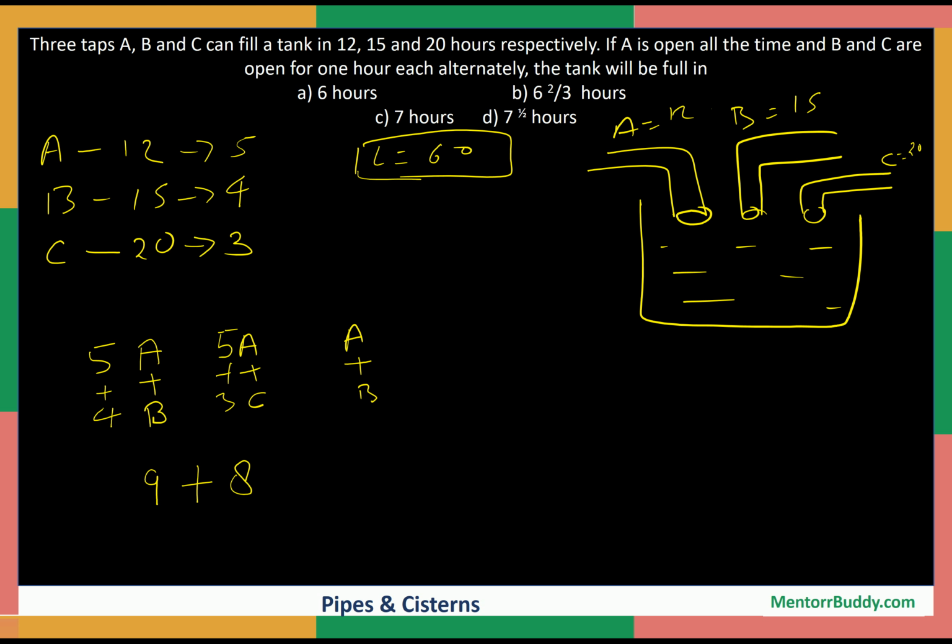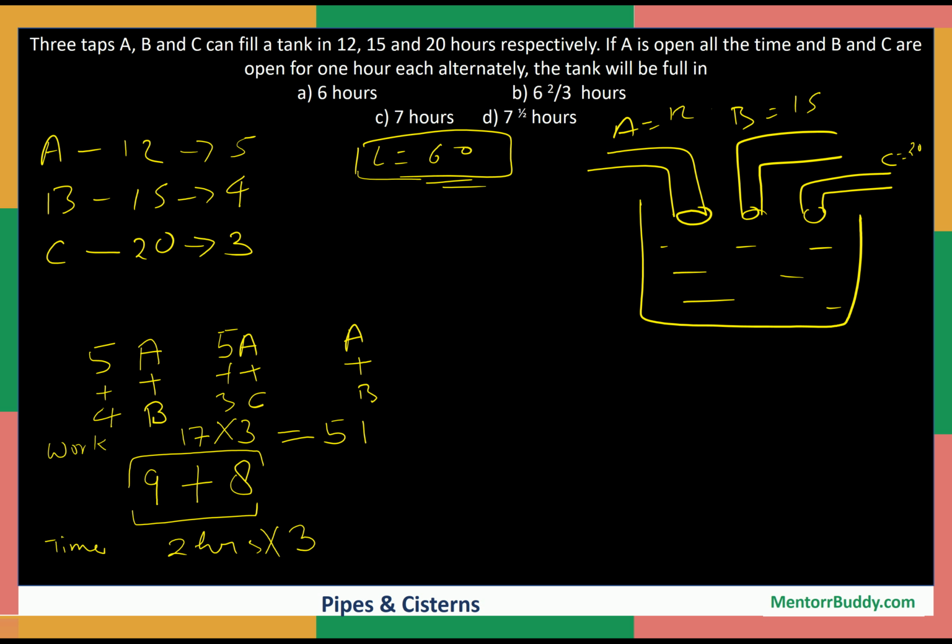So we will apply the same method: how much work is done and what is the time taken. Work we write on the top side and time on the lower side. 9 plus 8, that is 17 work is done. And the total time taken is 2 hours. We need to reach 60, that is the total work. So we will multiply this 17 by 3 to get 51. We need to multiply the time by 3 as well, because above and below we multiply with the same value, that is 3 into 2, 6 hours.